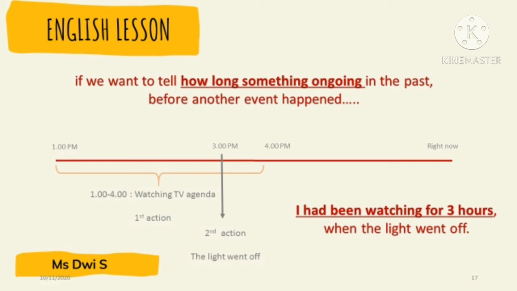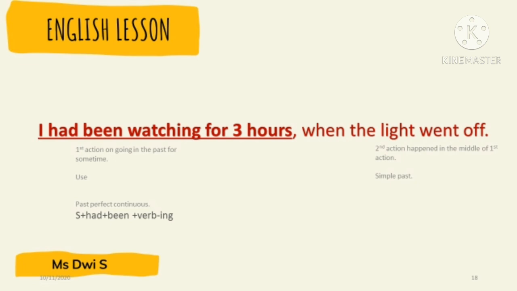Listen, in this part, I want to emphasize, I want to tell the listener or reader how long I have been doing something. So, when the light went off, I had been watching for 3 hours. For 3 hours is the duration I watched TV before another action happened. So, I had been watching TV for 3 hours when the light went off.